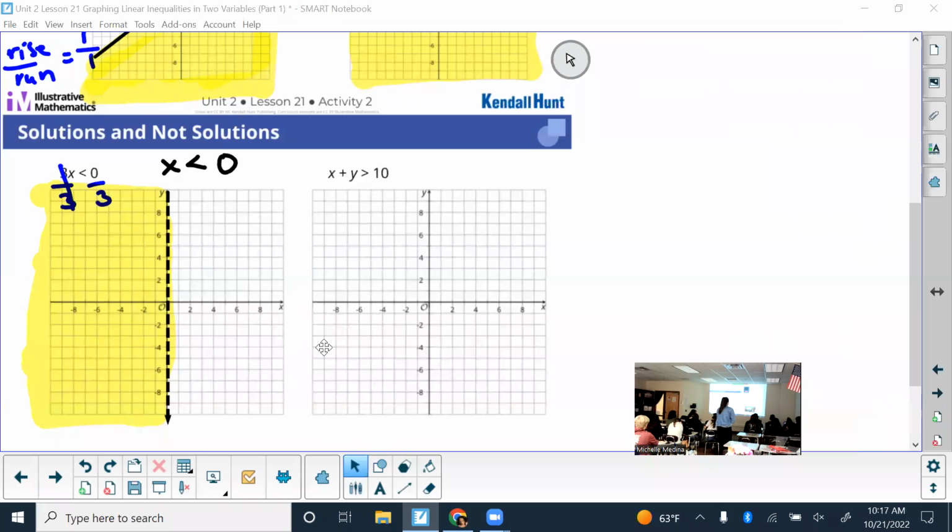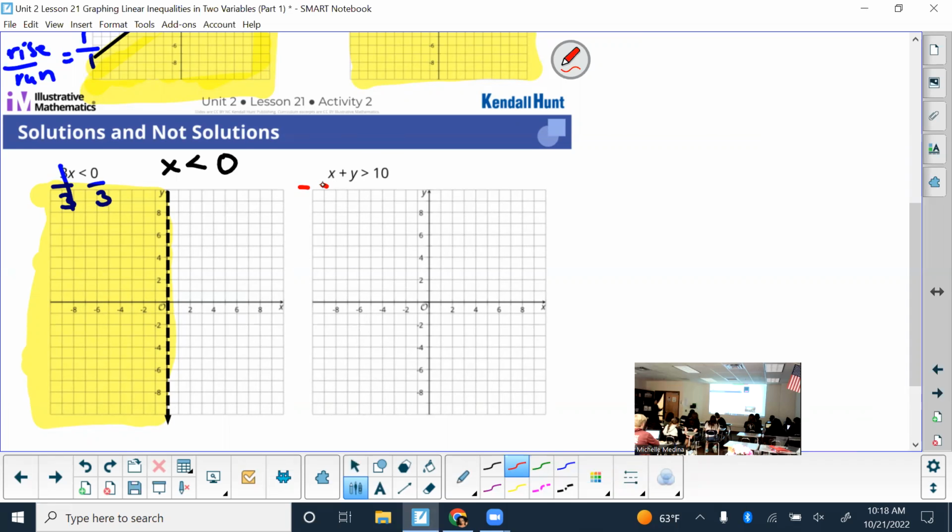All right, so in this one, do I need to convert it to slope-intercept form? Is it already in slope-intercept form? So then you do need to convert it. How do you convert it to slope-intercept form? Get y by itself by, how do you cancel the x? Whatever you do on one side.